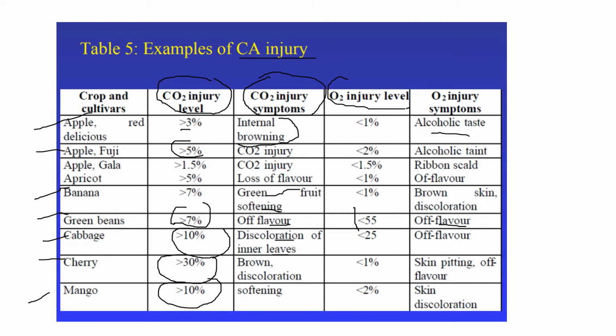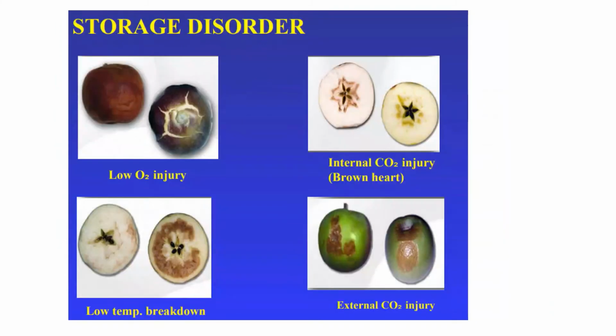So these are some of the examples of controlled atmosphere injuries that are observed in certain food items due to CO2 and oxygen injury levels. It can be due to less CO2 levels and more oxygen levels, or vice versa, for a longer period of time, which is not good for a food. So some of the examples that we have here, some of the storage disorders, as you can see. This is the low oxygen injury, so less of optimum oxygen presence in the food may cause low oxygen injury.